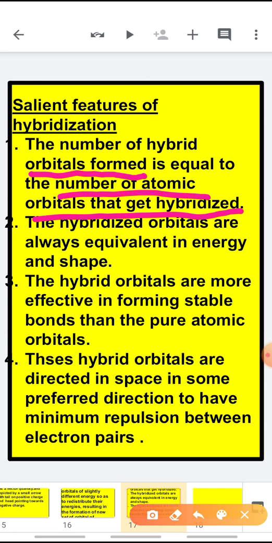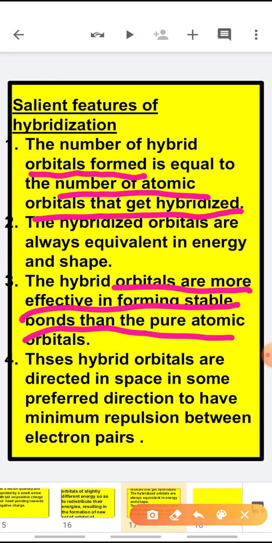That means when redistribution of energy is taking place, the orbitals will have equal energy and shape. Number three, hybrid orbitals are more effective in forming stable bonds than the pure atomic orbitals. That means if hybridization takes place, there will be more stability of the molecule. Number four, these hybrid orbitals are directed in space in some preferred direction to have minimum repulsion between the electrons. So they will provide a particular geometry to the molecule.